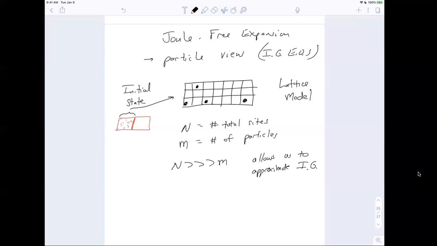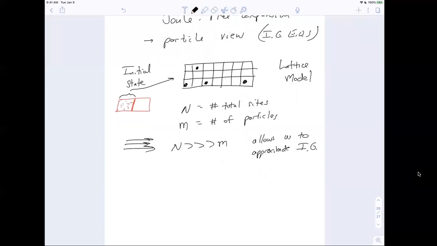Because in an ideal gas, the particles are far enough apart that we say they don't interact. So in our lattice model, we have a whole bunch of sites, capital N, but there are so many of them that we can put all of our little m particles, the m number of particles, sufficiently spread out on this lattice that they don't see one another in any realistic sense that we would like to envision. And so this is a way to approximate an ideal gas. So we have this very important constraint that N is much, much greater than m.